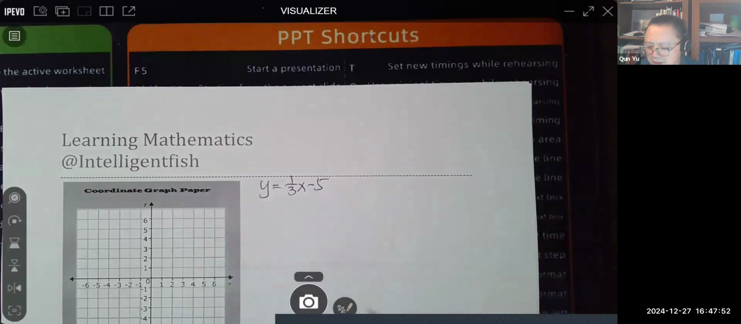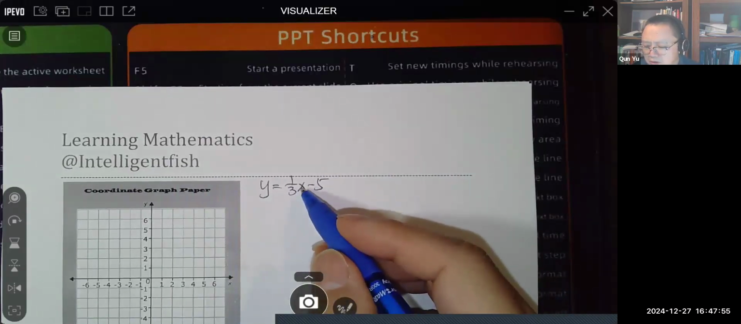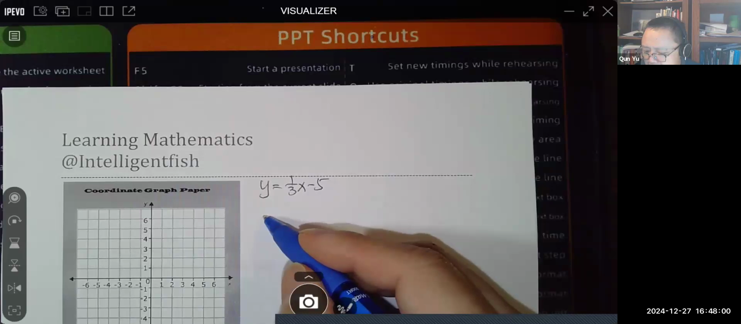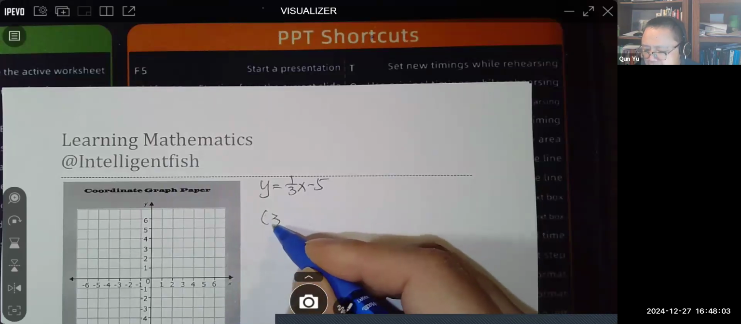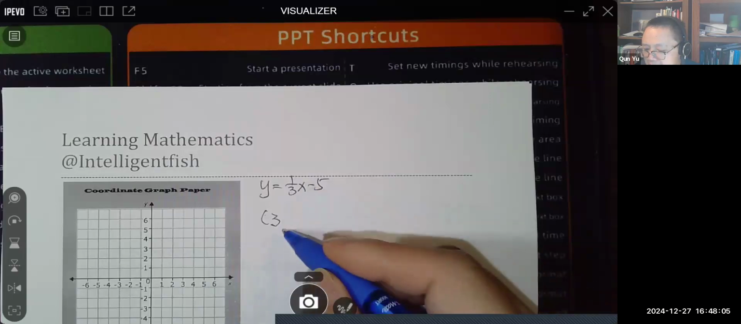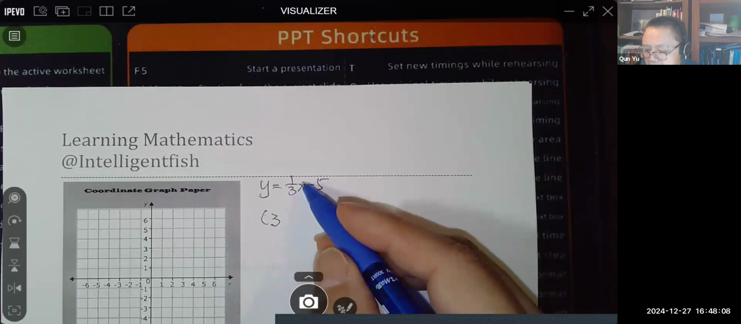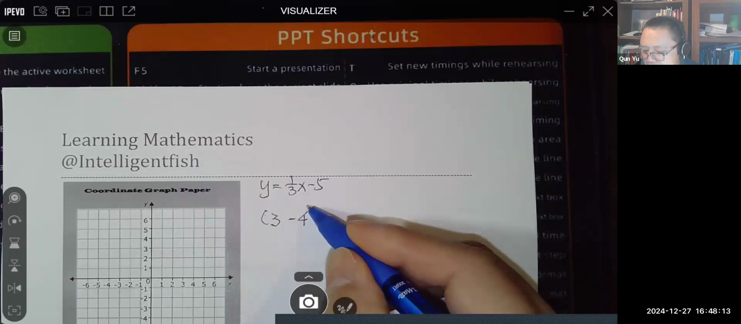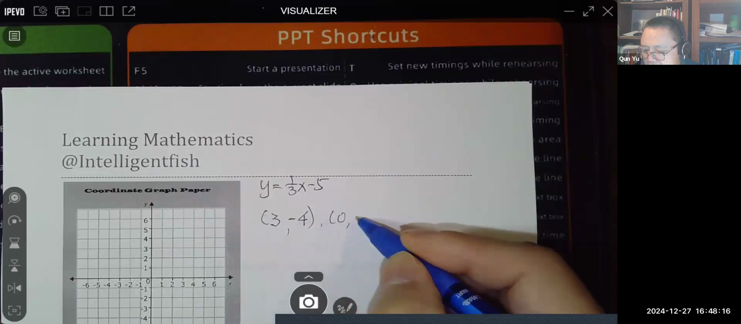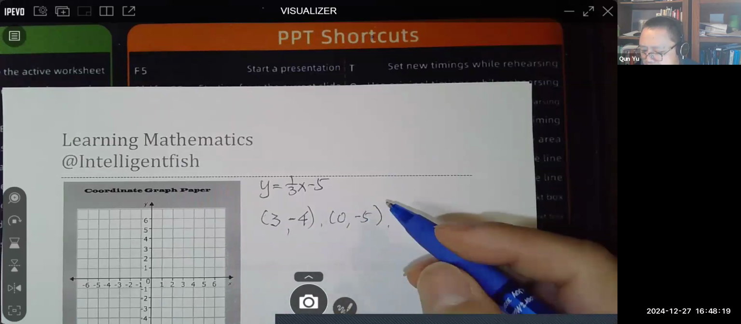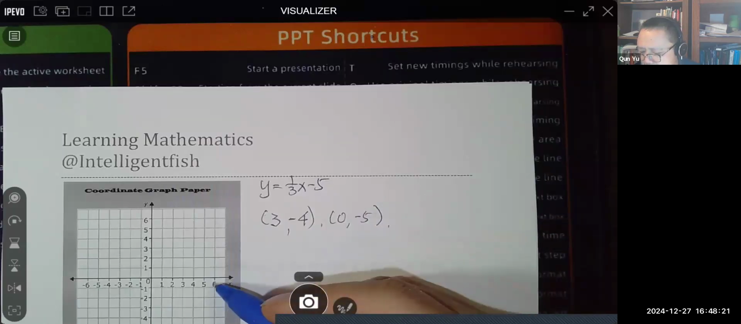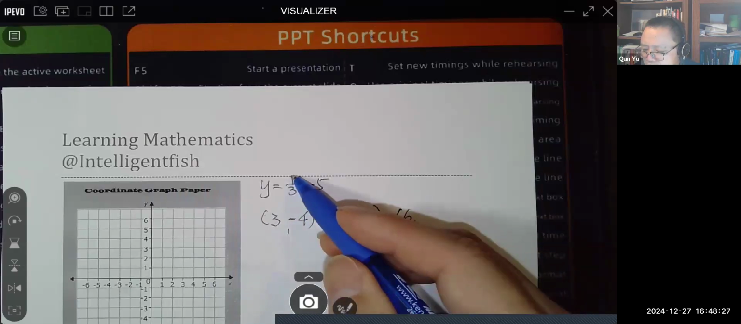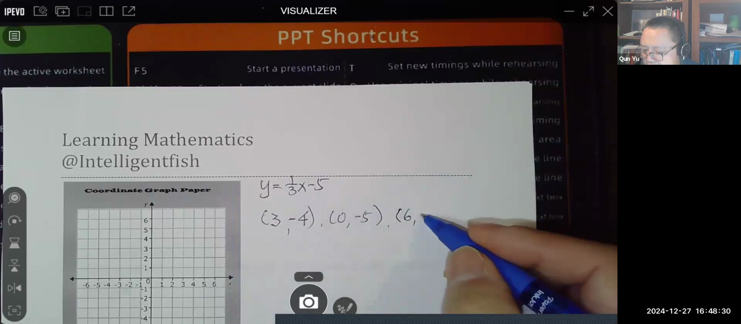So we're going to choose those x values that are multiples of 3 so that we have whole numbers to draw, right? So I let x equal to 3. I can let x equal to 0 again, actually, but let x equal to 3. 1/3 of 3 is 1. 1 minus 5, that's negative 4. X equals 0, y is negative 5. Now let's do another one. Let's do x equals 6. 1/3 of 6 is 2. 2 minus 5, that's negative 3.